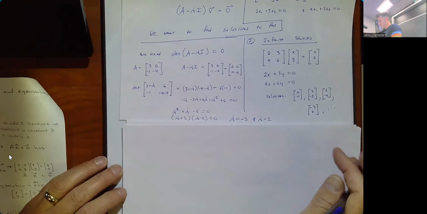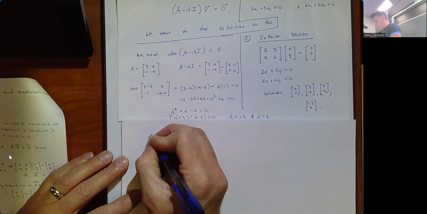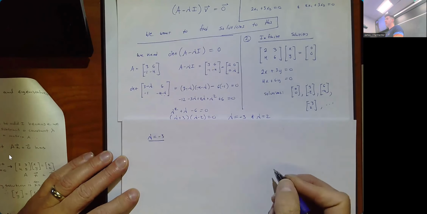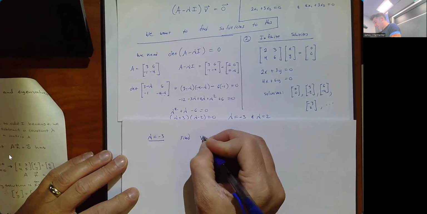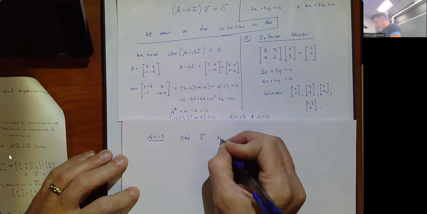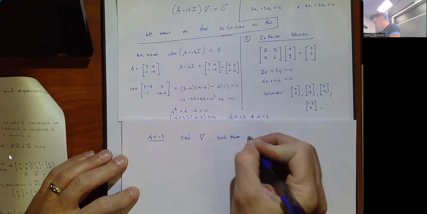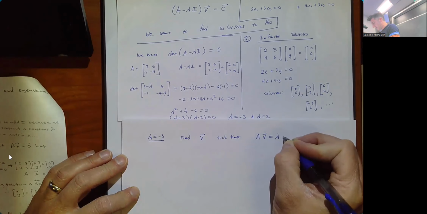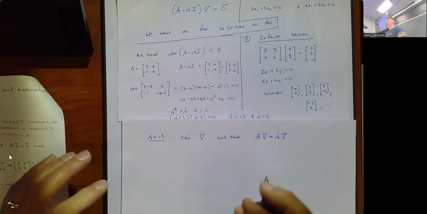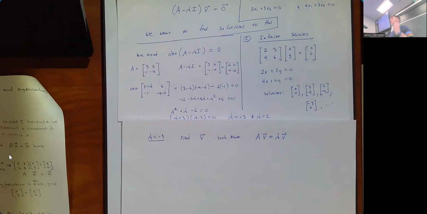Well, for lambda equal to negative 3, we want to find the eigenvector v such that A times the eigenvector is equal to lambda times the eigenvector. Here's how I always think of it. We don't know what the vector v is.